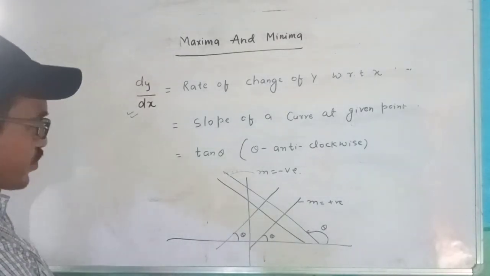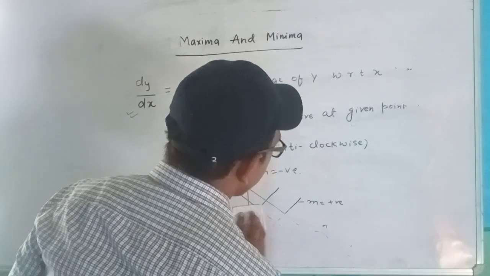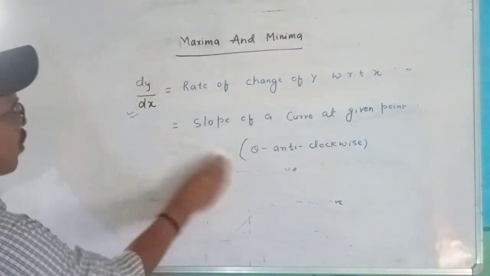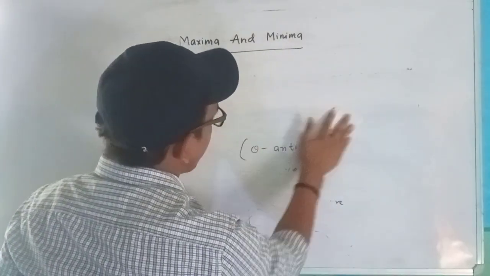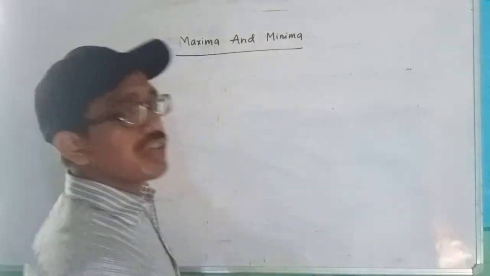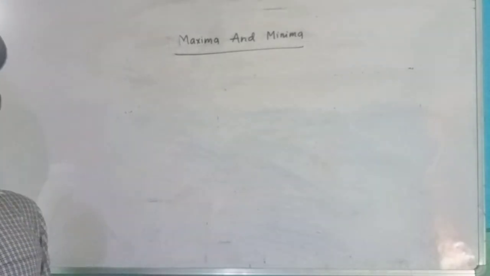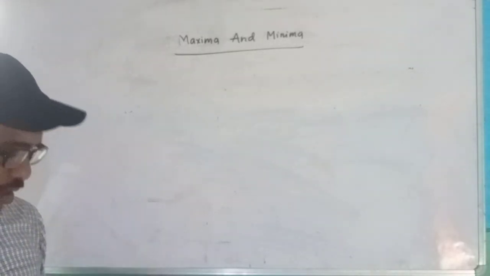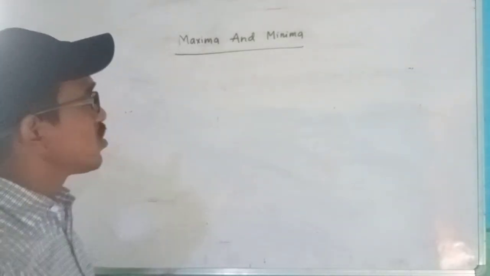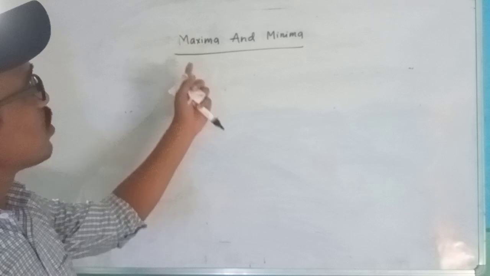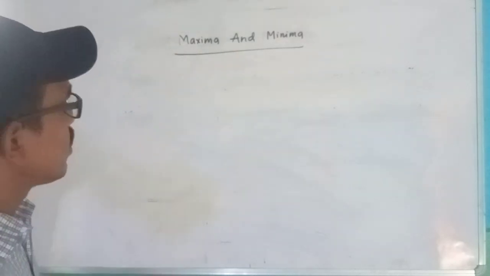Now students, today we are going to study maxima and minima. In this topic, we will try to find the maximum and minimum value attained in a given interval. That is the basic idea of maximum and minimum. Before I go ahead, I want to introduce some terminology related to this topic, so let me draw the graph.